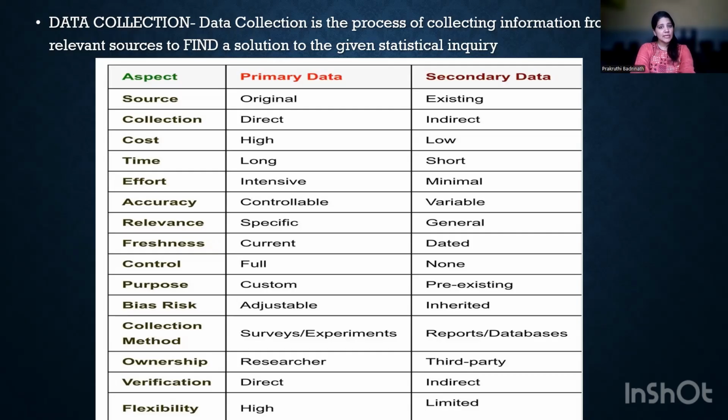I can control this bias in primary data. In secondary data I can't, because somebody else has done it and we don't know what bias they had in collecting the data.